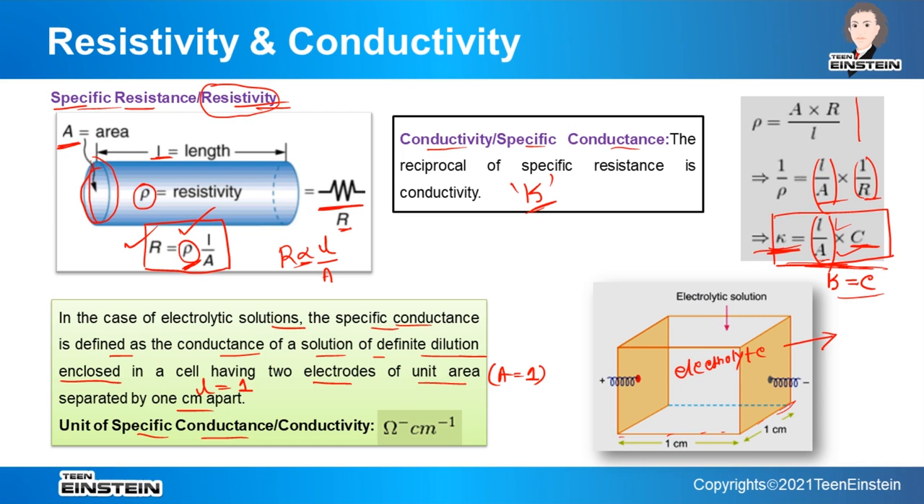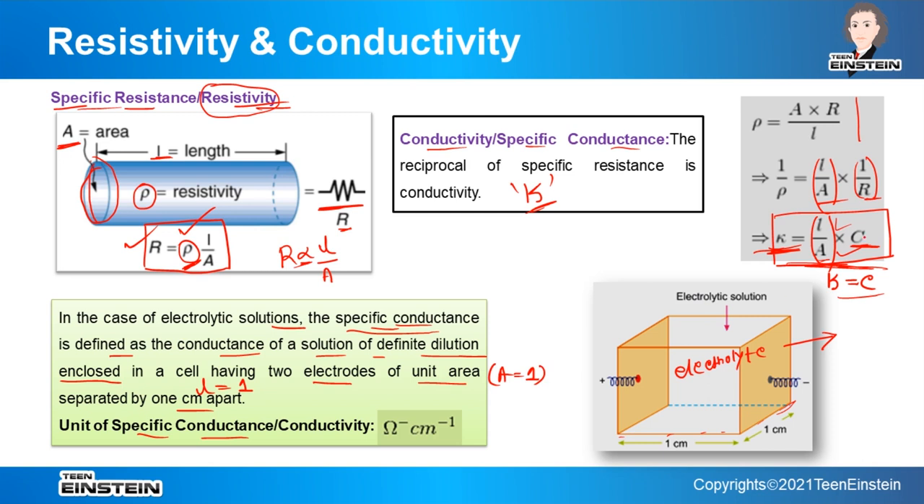So we can also say it in a different way, that specific conductance is basically the conductance of a solution of definite dilution which is present in unit volume, because unit volume is the same as unit area and unit length, because a volume will be ultimately area into length, right? So that is why if we say that it is unit volume, then also it is kappa.